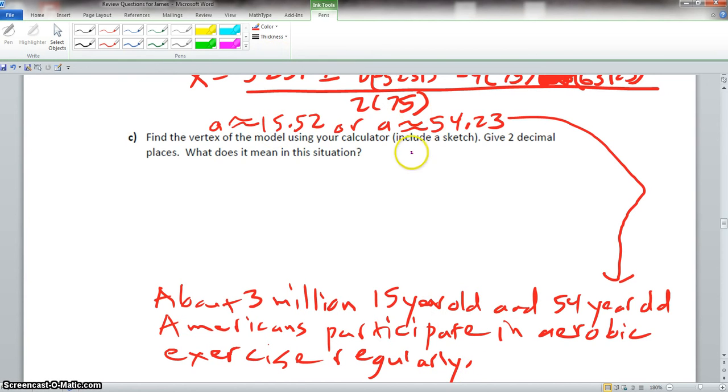Okay, so this is the answer to B. Now we want to go to C. It says find the vertex of the model using your calculator. Include a sketch. Give 2 decimal places. What does it mean in this situation?